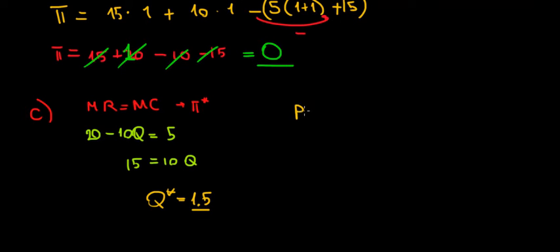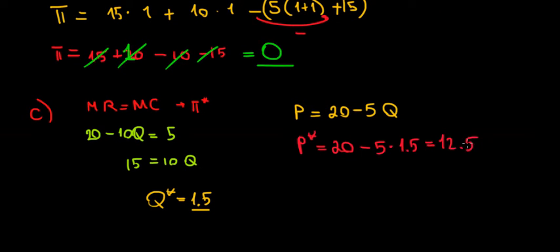Now recall that the price was equal to 20 minus 5 times q, and now if we substitute the quantity into the price, we would find out that the maximizing price would be 20 minus 5 times 1.5, so that would be equal to 12.5. That would be the price.